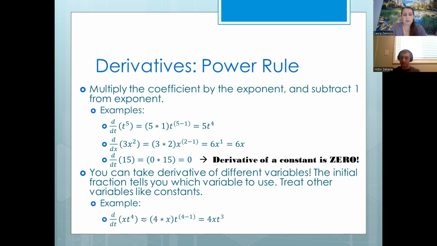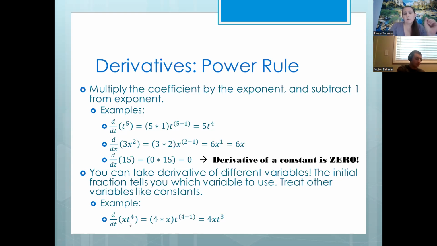For example, here we have this expression xt to the 4th. Now we have 2 variables, and if we're supposed to take the derivative, we need to be very careful. Pay attention to what variable you are taking the derivative with respect to. This initial notation, d dt, tells us to take the derivative with respect to t. We don't care about x, so we treat x like a constant, like any other number.